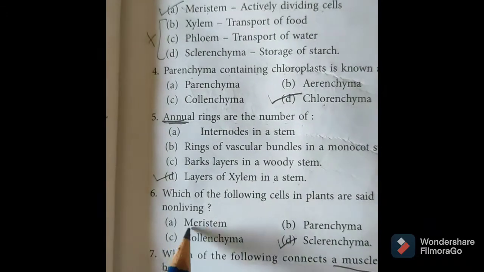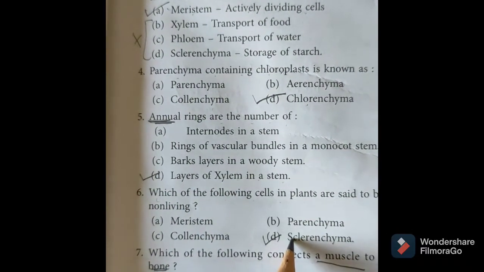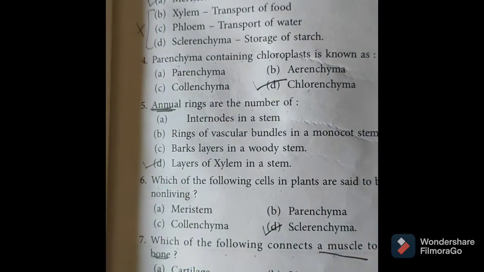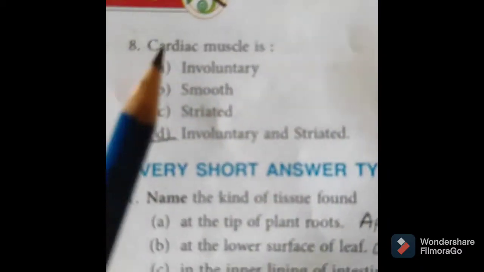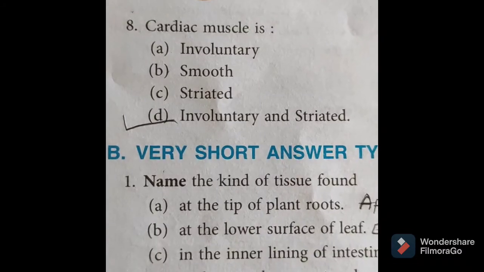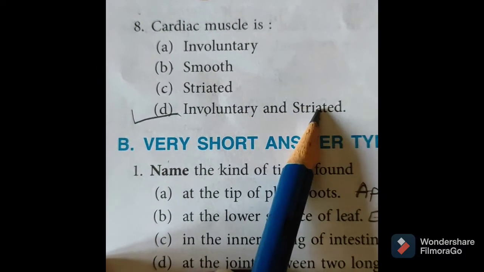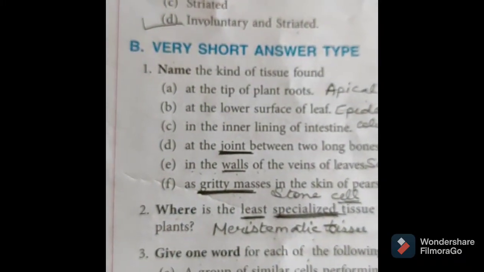Then we have: which of the following cells in plants are said to be non-living? Sclerenchyma. Which of the following connects a muscle to a bone? Tendon. Last, cardiac muscle is involuntary and striated because it has both bands, plus it doesn't work according to our will.